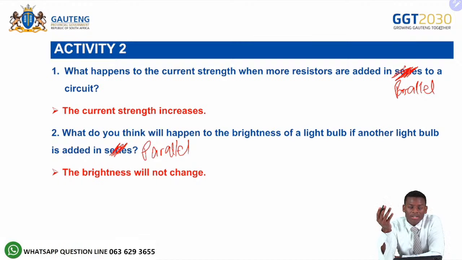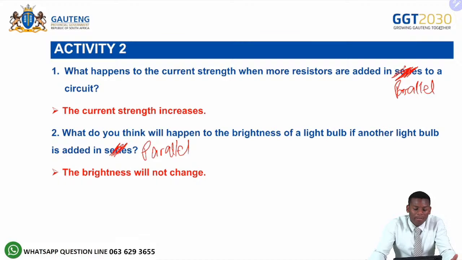However, it will change if we add a light bulb in a series circuit. There's more resistance, and the bulb acts as a resistance, so the brightness will be dim. But if you add light bulbs into a parallel circuit, the brightness will not change, even if you remove one light bulb.